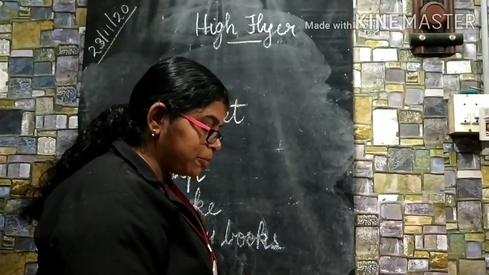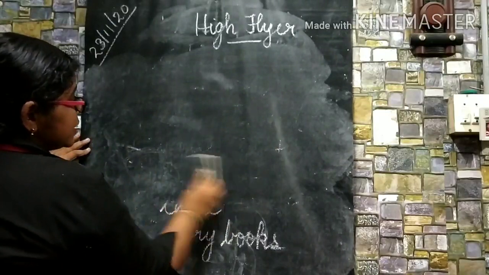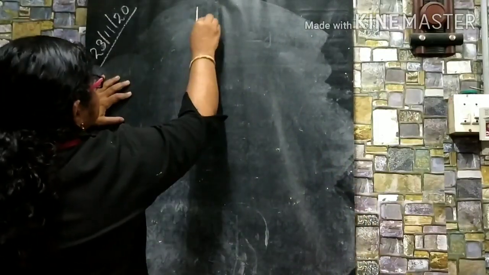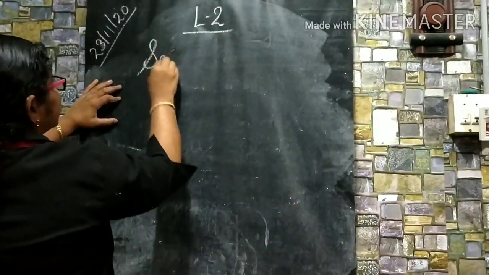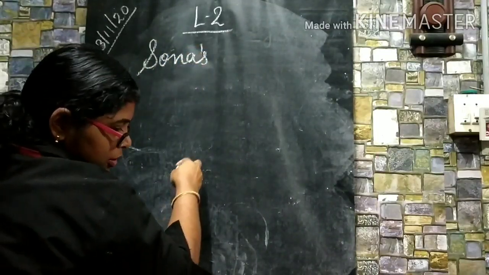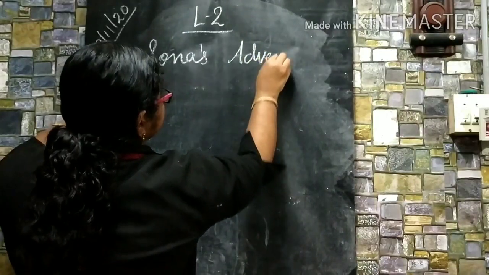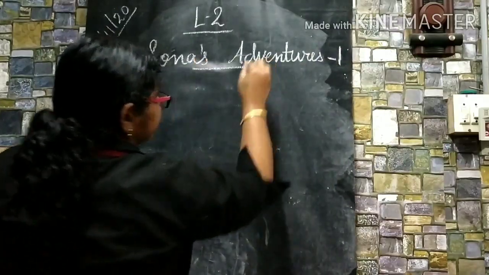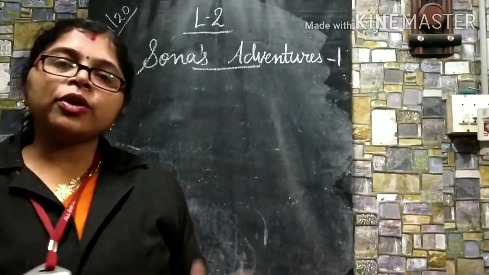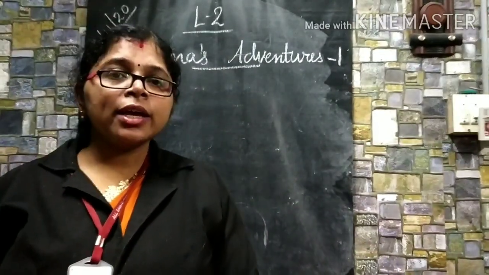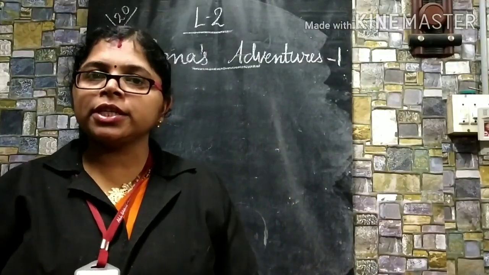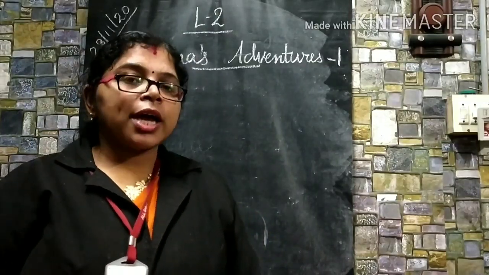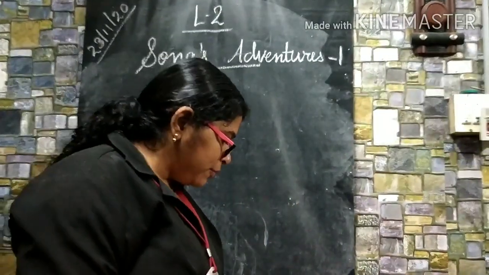Now, all of you turn your page. We will start with a new lesson which has two parts. So, this is lesson two. Sona's Adventures 1. So, children, you have already learned a poem, High Flyer. It's all about a kite. And in that, you have got an activity with your waste things at home. You can prepare a small diamond-shaped kite, which has a tail. Okay. Now all of you open page number 16.